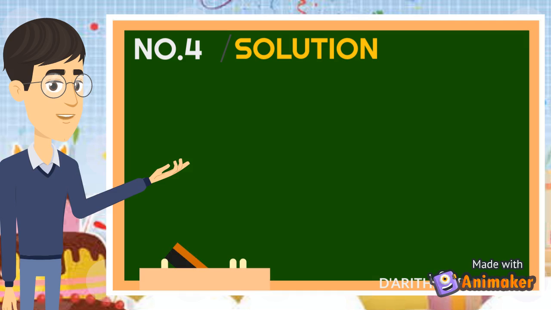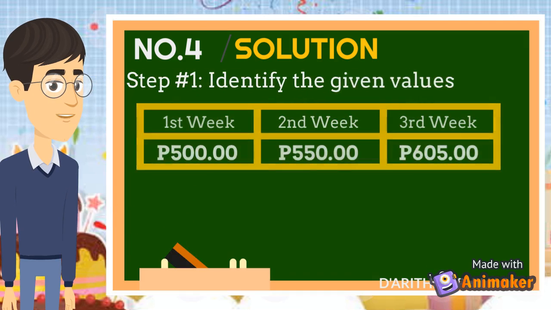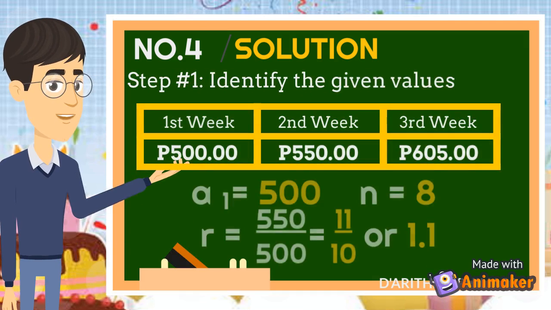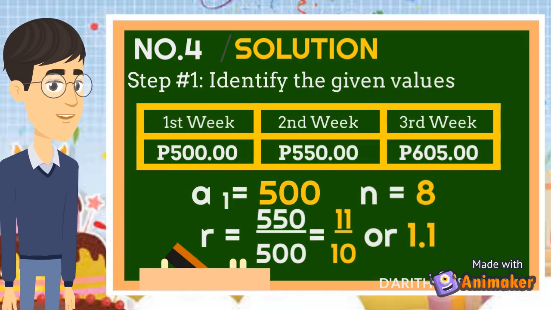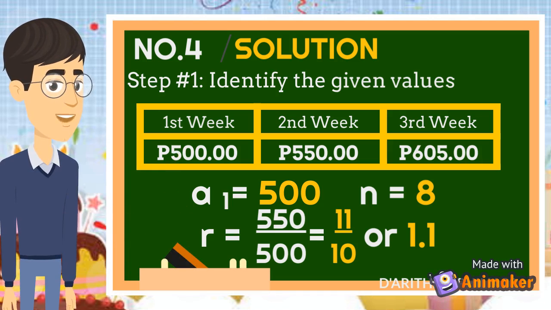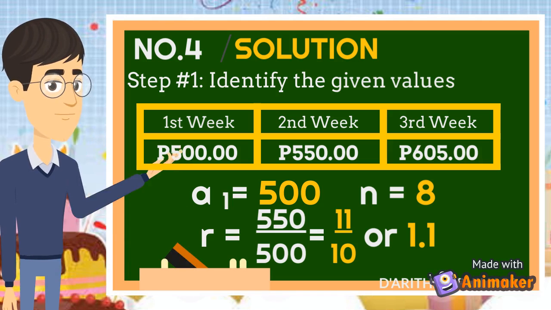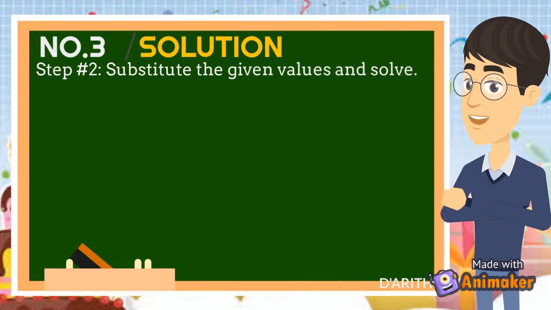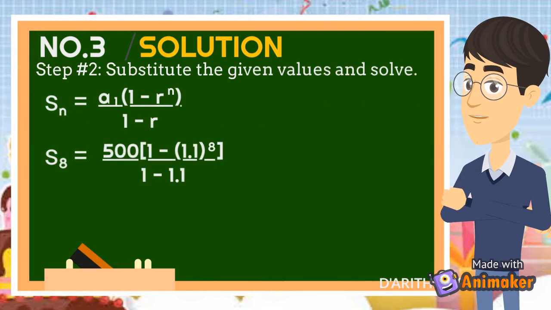In solving this problem, we will first identify all the given values. We have a sub 1 equals 500, n which is equal to 8, the common ratio is equal to 11 over 10, or 1.1. That is the quotient when we divide 550 by 500. Next, let us substitute the given values and start solving for the missing term. We now have S sub 8 equals 500 times the quantity of 1 minus 1.1 raised to the power of 8, all over 1 minus 1.1.